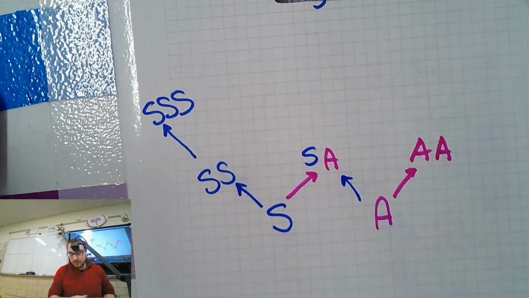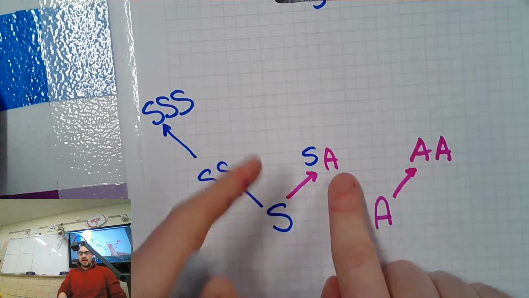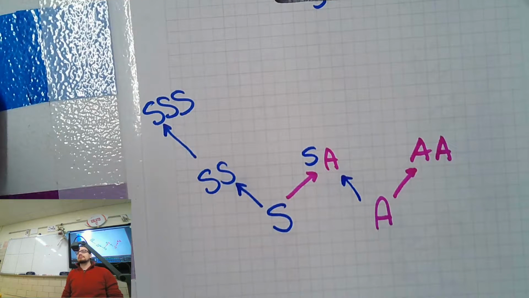Make sense? Is there another way to write SA? Sure, AS, but it's the same forward and backwards, right? So who cares?